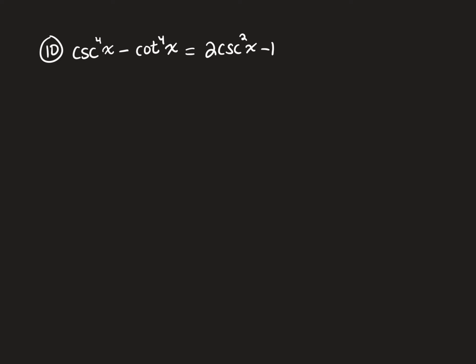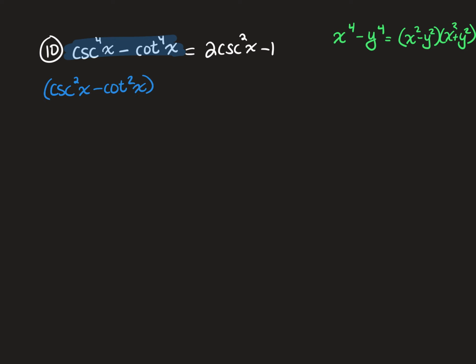All right, next up. So this one may have stumped you a little bit, and this is very similar to, I think, 14. But look, if you ran across something like x to the fourth minus y to the fourth, that is actually a difference of squares, even powers, and you have a minus sign. So you could rewrite that as x squared minus y squared times x squared plus y squared. So I'm going to use that approach to rewrite the left side of my identity. So I can rewrite that as cosecant squared of x minus cotangent squared of x times cosecant squared of x plus cotangent squared of x.